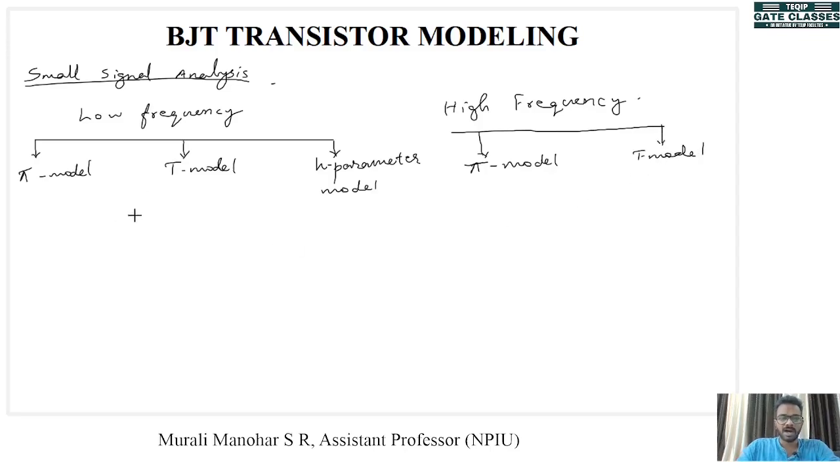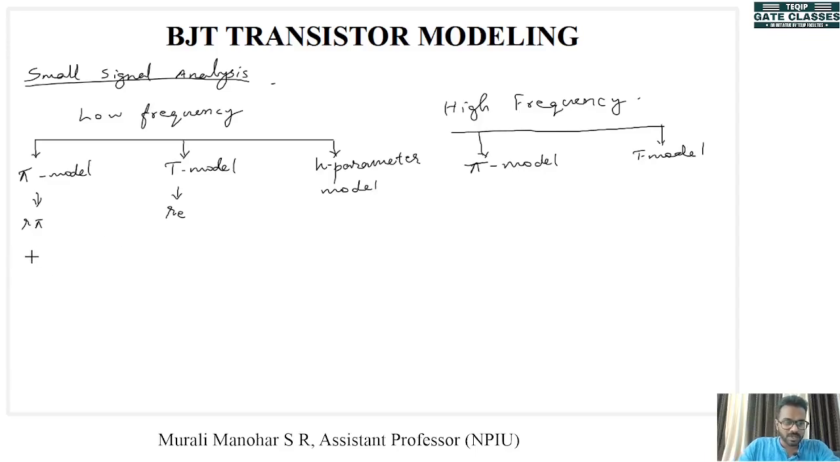You remember the R pi and RE we derived in the last lecture. So in pi model, we use those relationships, that is, we use R pi. So this model can also be called R pi model. In T model, we use RE. So this model can be called RE model. Then there is H parameter model or hybrid equivalent parameter model. You might have learned about this in two-port networks in network theory. And in high frequency, we use pi and T model, which is the same as here.